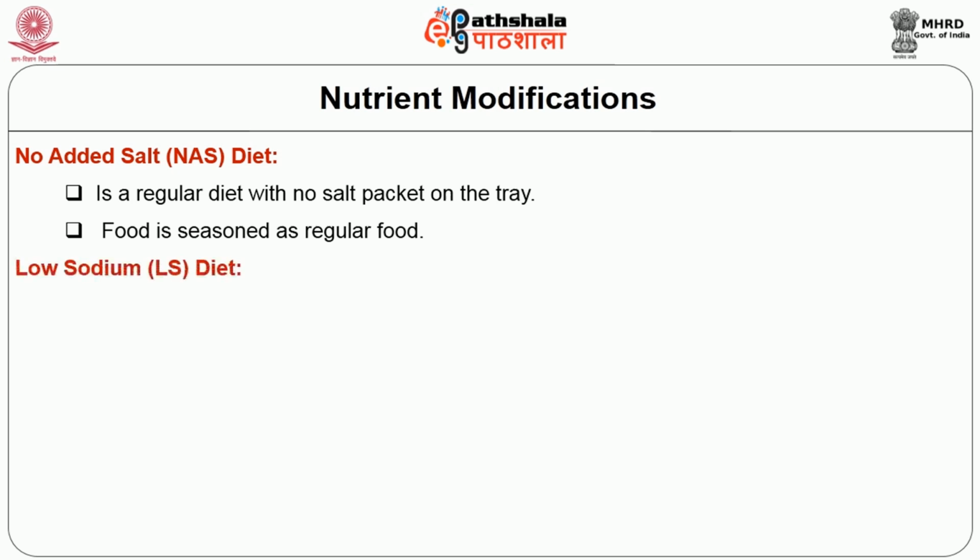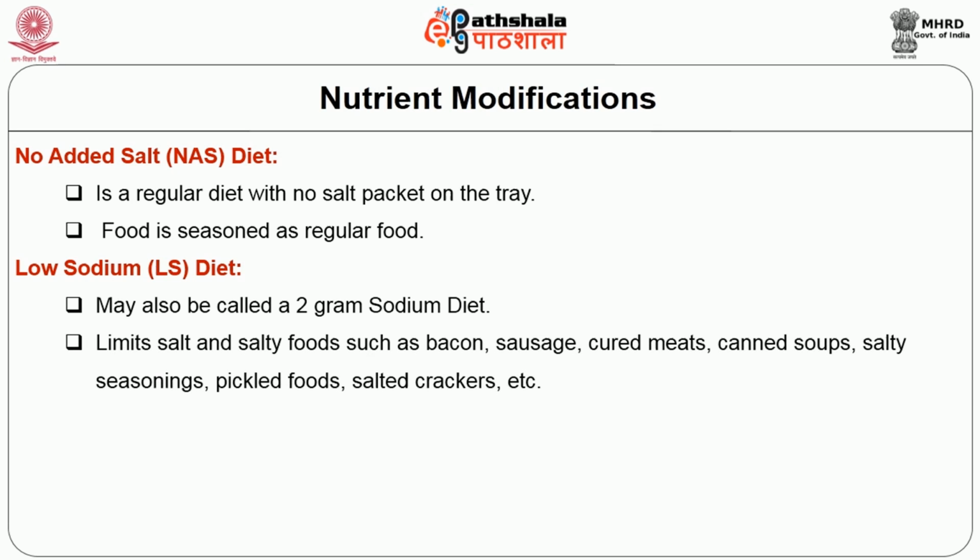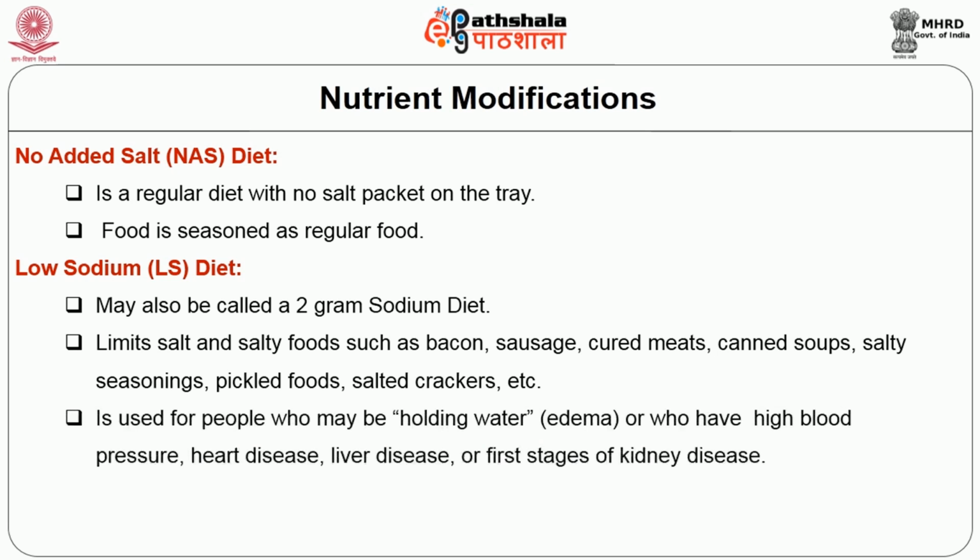The low sodium diet, which is LS, may also be called a 2 gram sodium diet, and it limits salt and salty foods such as processed, preserved foods, salty seasonings, pickles, salted crackers and so on. It is used for people who may be holding water, edema in the body, and who have high blood pressure, heart disease, liver disorders or the first stage of kidney disease, and may be prescribed this type of diet, which is the low sodium diet.